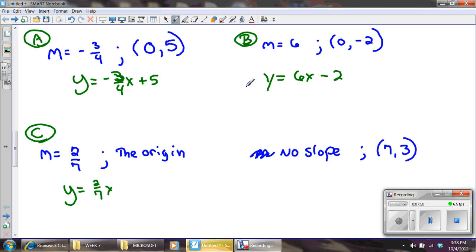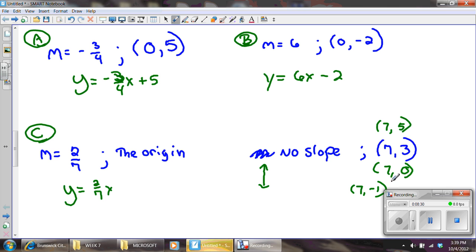All right, now on this one, there is no slope. If there's no slope, could I be in slope y-intercept form? No, I don't think so, because slope y-intercept form implies that I can find the slope. I know a line with no slope is going to be a vertical line. If it goes through the point (7,3), it'll also have to go through the point (7,5). I know it'll go through (7,0), and it'll go through (7,-1).